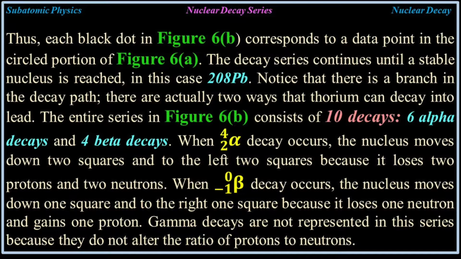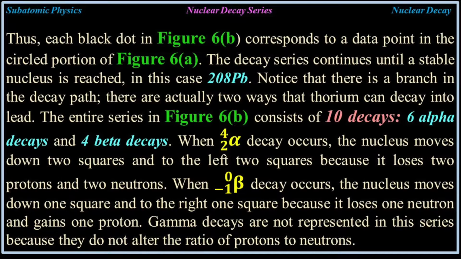The decay series continues until a stable nucleus is reached. In this case, lead-208. Notice that there is a branch in the decay path. There are actually 2 ways that thorium can decay into lead. The entire series in figure 6b consists of 10 decays, 6 alpha decays and 4 beta decays.